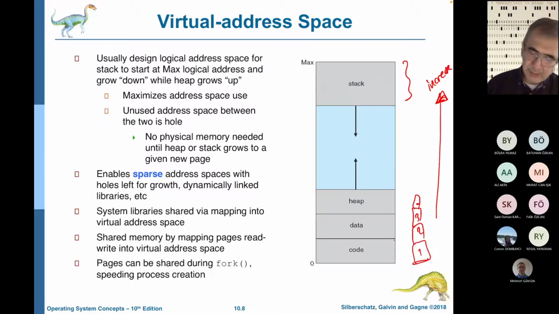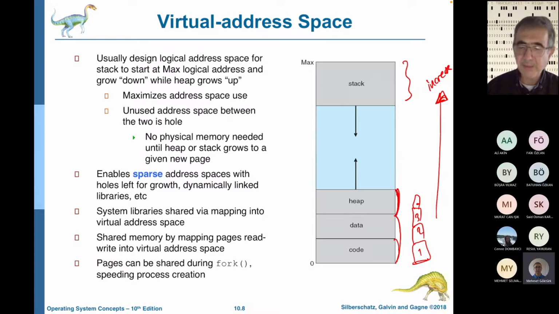So at the low part, there is code, then you have data, and the rest dynamic data, which is heap, some empty space. Then stack is at the other end of the address space. That's the user space.